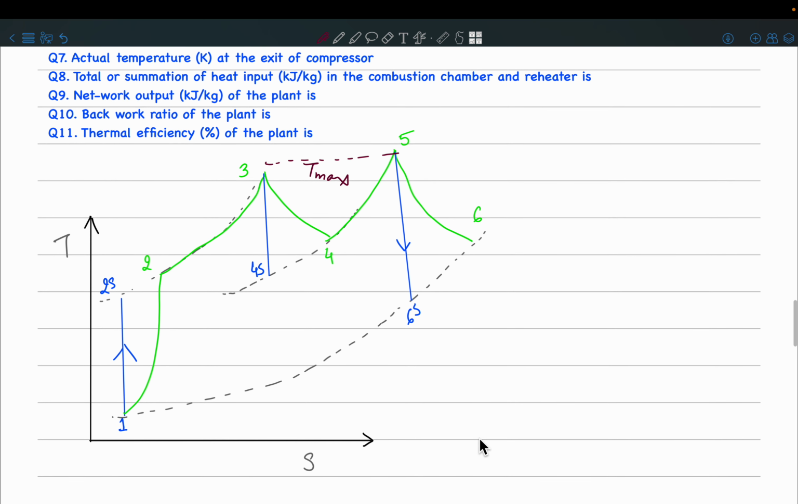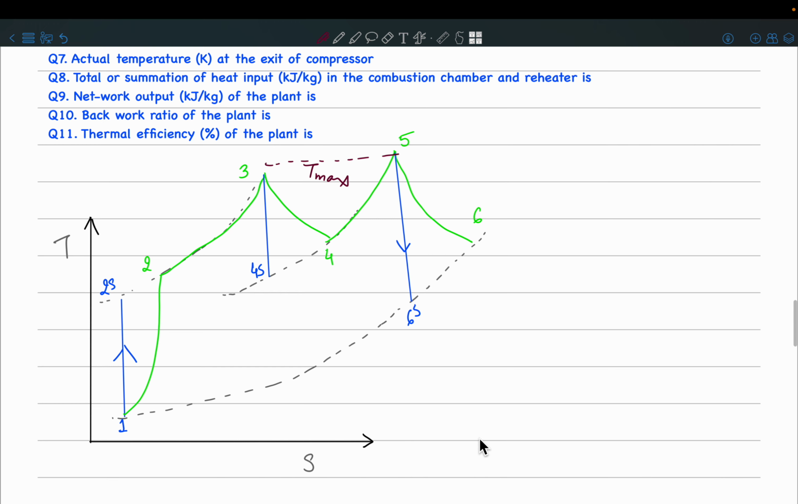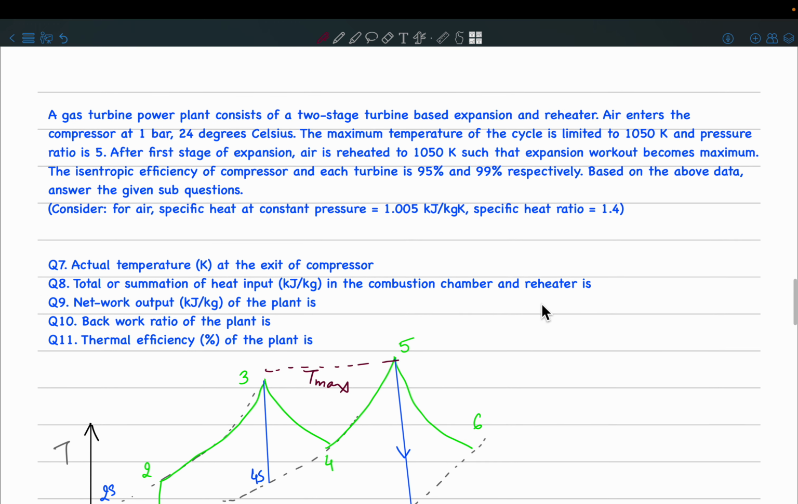Turbine is optimized or not, as in? I don't understand your question. Yeah, so actually they want maximum work output. See, you can read here.